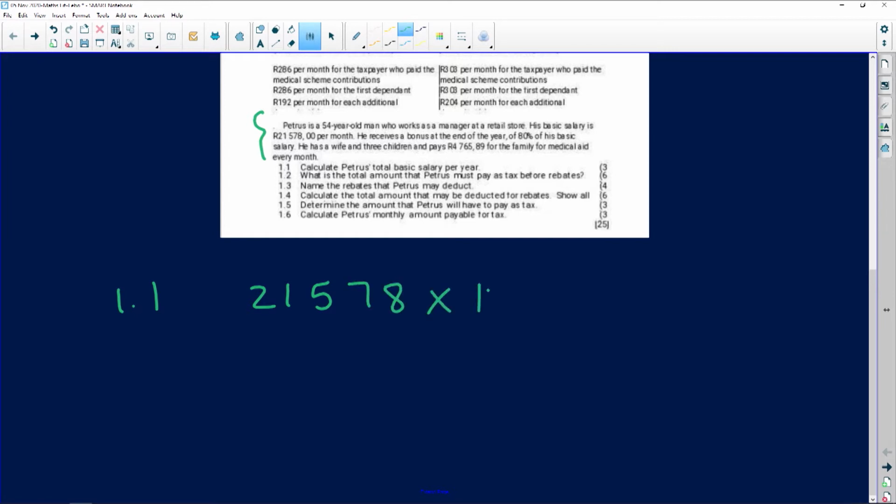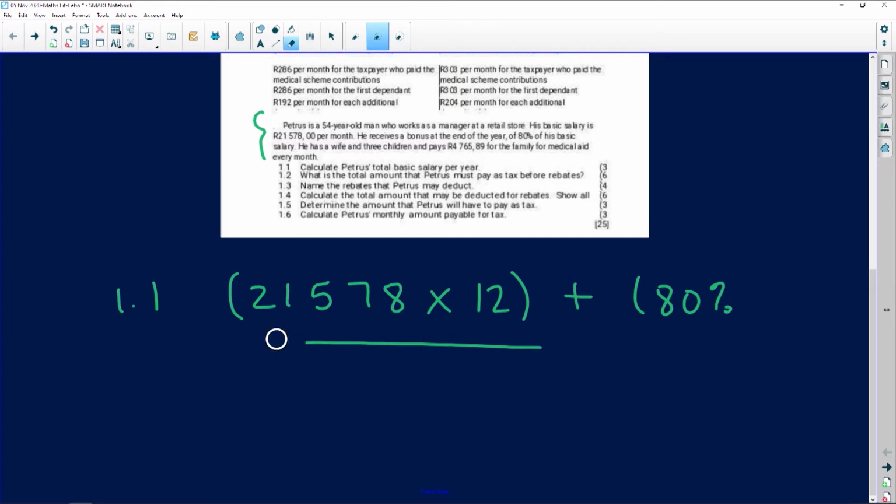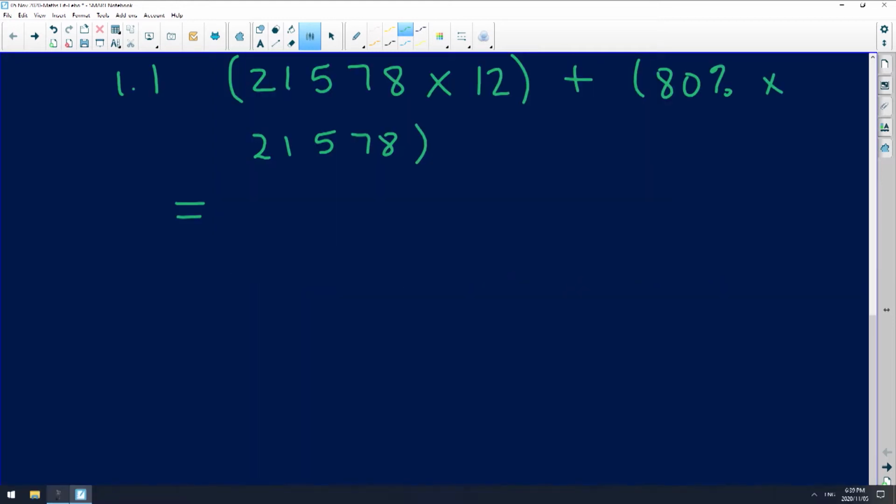21,578 times 12, because there's 12 months in a year, but we also want to add 80%. Why am I adding that? This is the bonus that they're talking about. If there was no bonus, we would have left it at this. But because there's a bonus that is being involved and they're telling us about the bonus, it means they want us to add that bonus. So 80% of 21,578. So that is going to tell us how much this person earns per year, their basic salary per year. Let's go put it in our calculator.